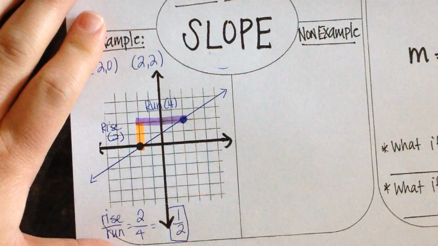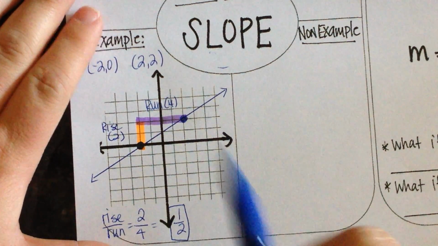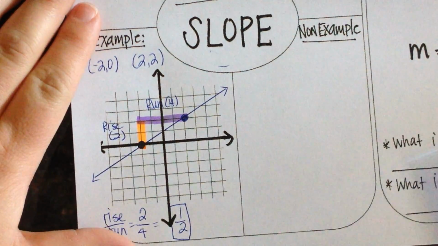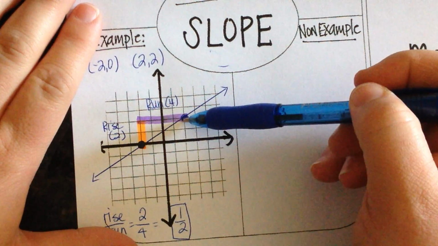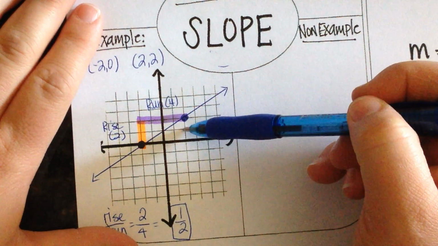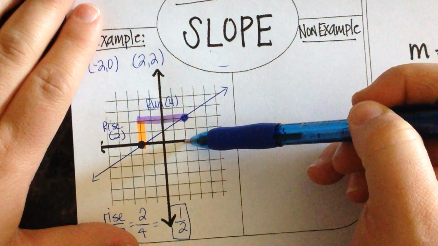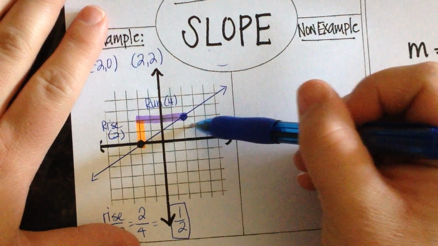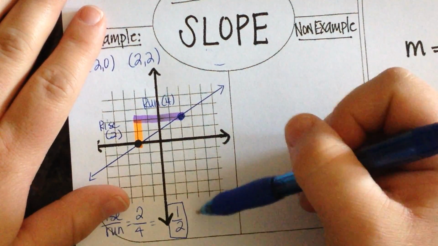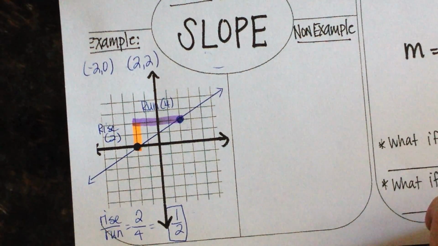We'll talk about positive and negative slopes in a minute, but that's just to give you an example of the rise over run. I could have done the same thing in this direction. If I started at this point, I could have gone down 2, negative, and left 4. So negative 2 over negative 4, I still would have gotten a positive 1/2.